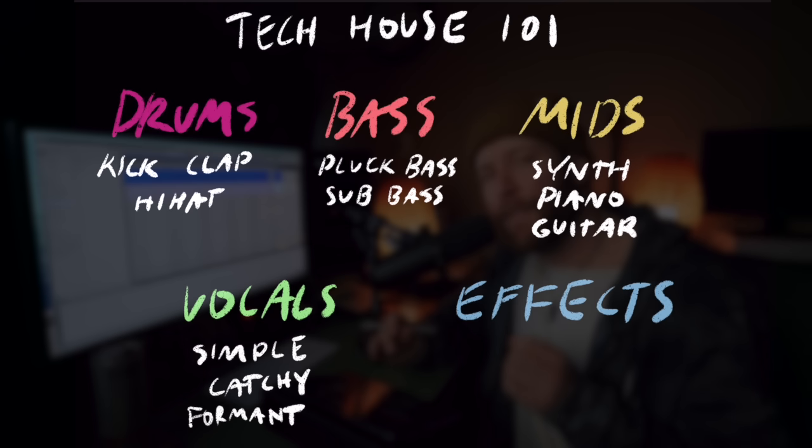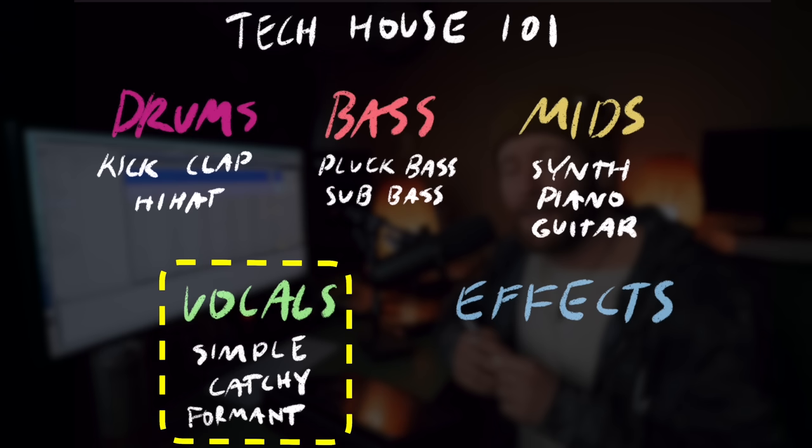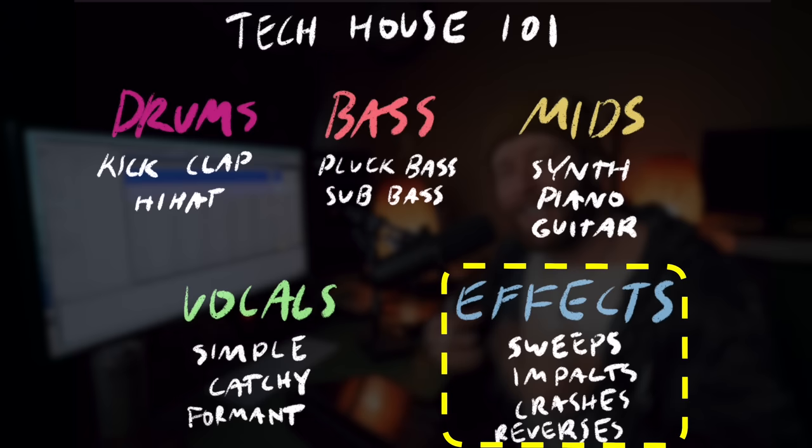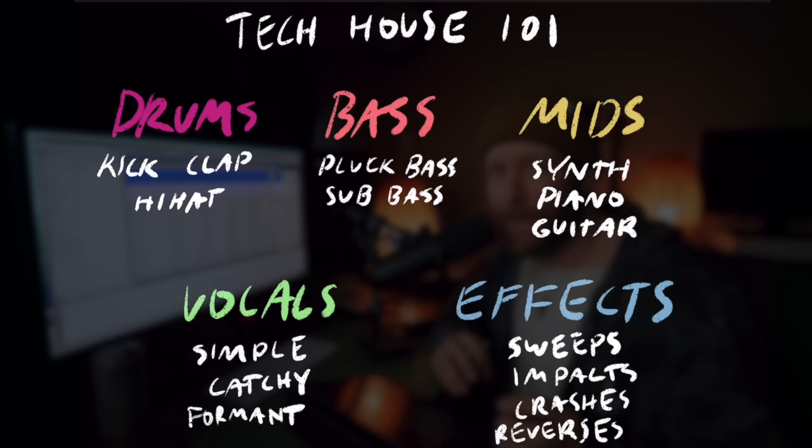For vocals, we'll try to keep them simple and catchy, and then we'll definitely process them and adjust the formant, and that's going to give them that special kind of dance music sound. Stick around, you'll see what I'm talking about. And for effects, I put sweeps, impacts, crashes, and reverses. Basically just the ear candy kind of stuff that helps smooth out transitions, adds a lot of dynamics, and makes builds and drops feel way more epic. So follow along with me, let's go ahead and open up Ableton, and we're going to start with the drums.